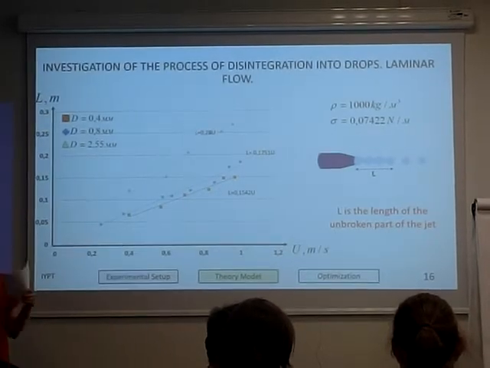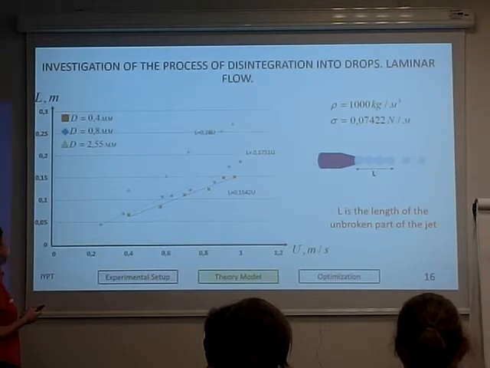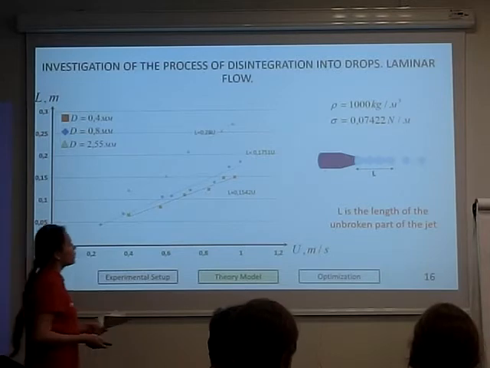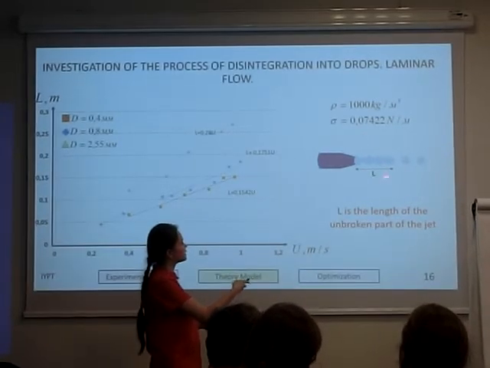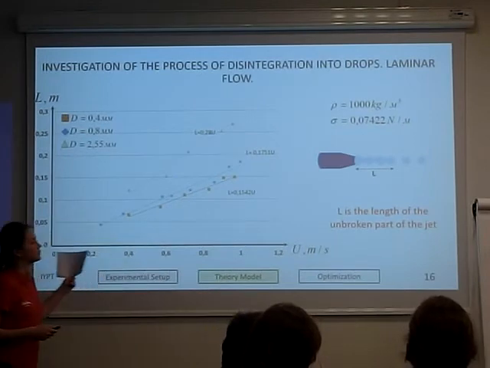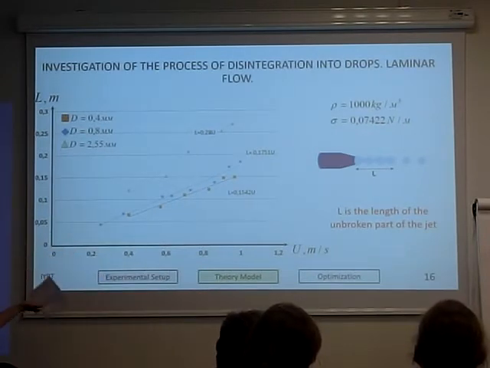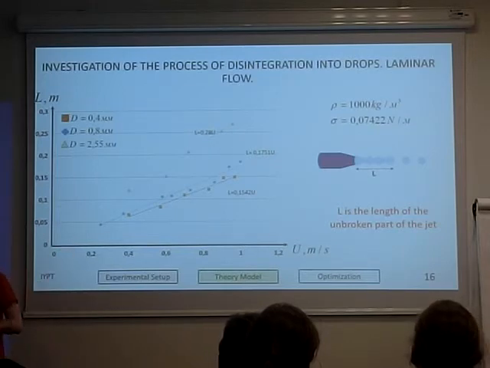After that, we can find the dependence of the length of the broken part of the jet on the velocity. We determine that the length of the broken part of the jet will be like this. We can plot these dependencies, and we understand that we can approximate it linearly. So we found out that the time of the breakup into droplets doesn't depend on the velocity.